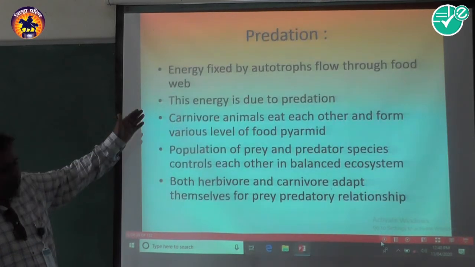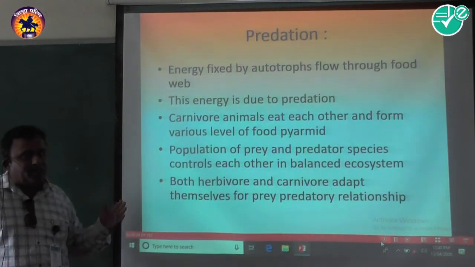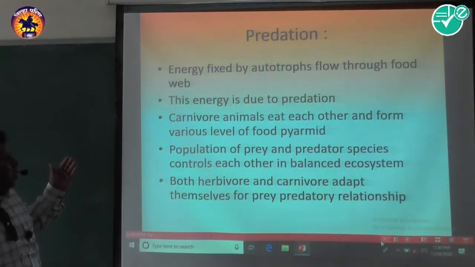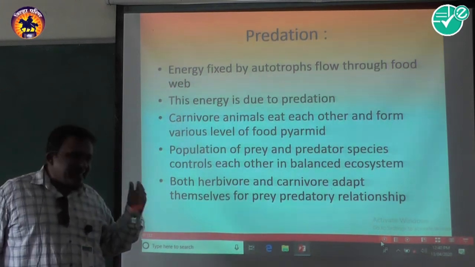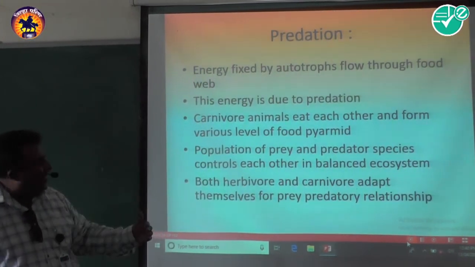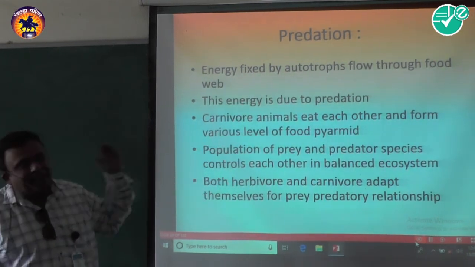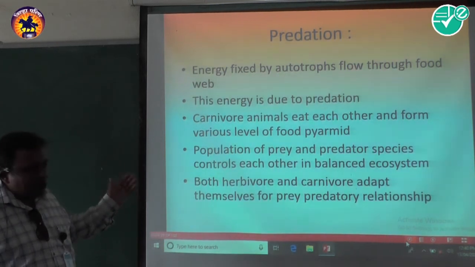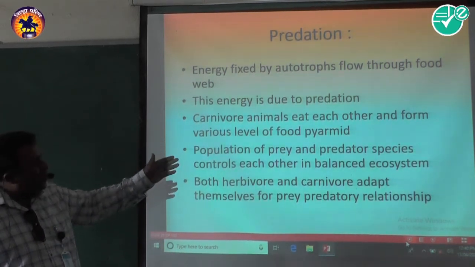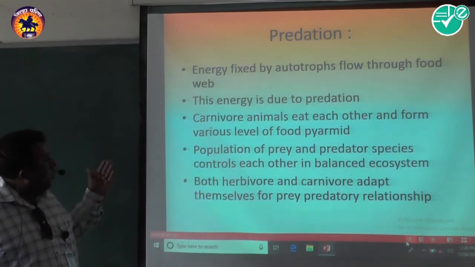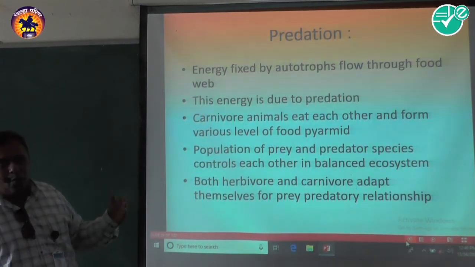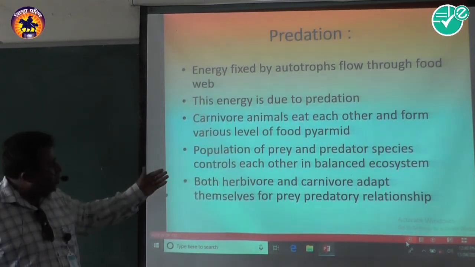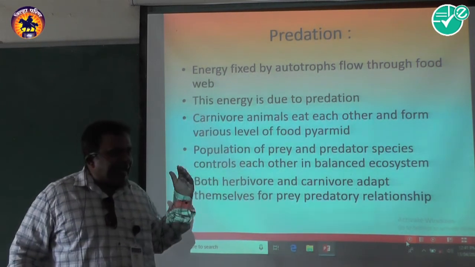And then the next one is predation. The energy fixed by the autotrophs flows through the food web. It is a chain, from one animal to another. This energy flow is due to predation, meaning the energy can flow from one animal to another. First one is a carnivore. Animals eat each other and form the various levels of the food pyramid. Then the populations of the prey and predator species control each other and balance the ecosystem.